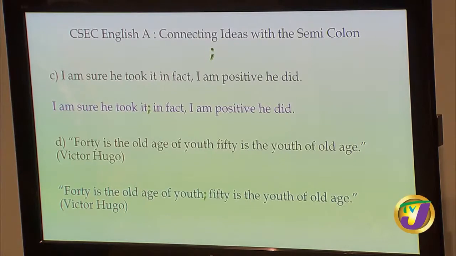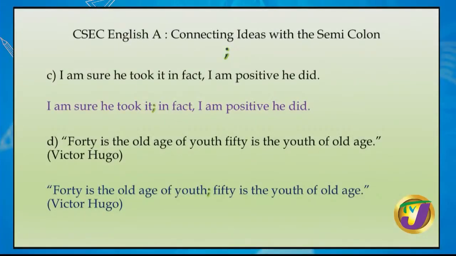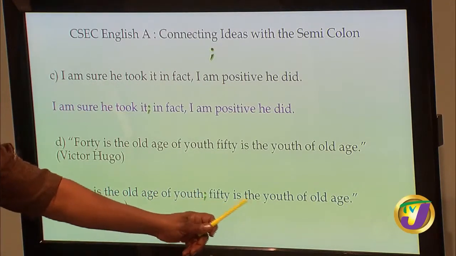40 is the old age of youth. 50 is the youth of old age. Okay, and that's a quotation. So here we have the answer. 40 is the old age of youth. End of statement, independent clause. Okay then, a sentence. But the person is continuing. 50 is the youth of old age.